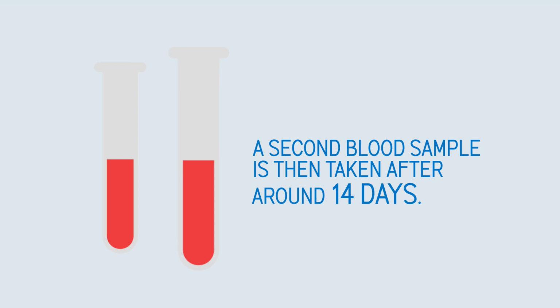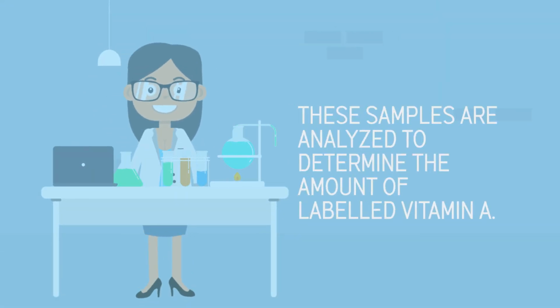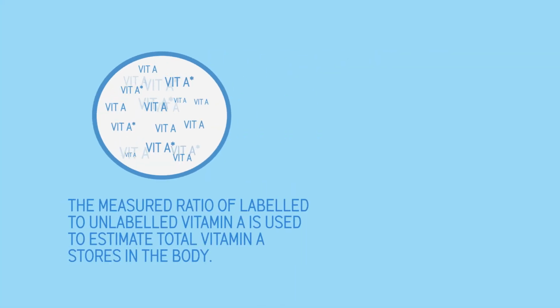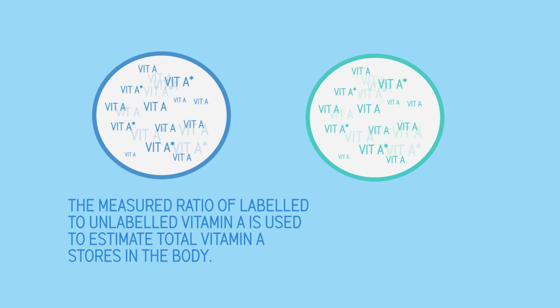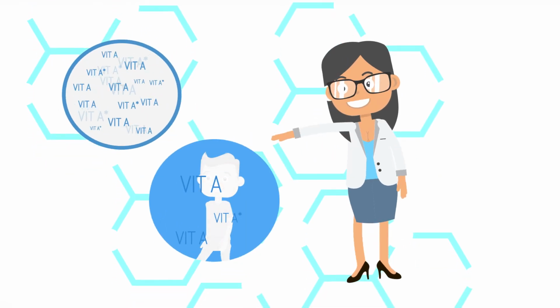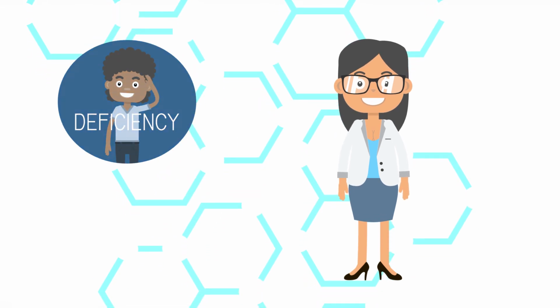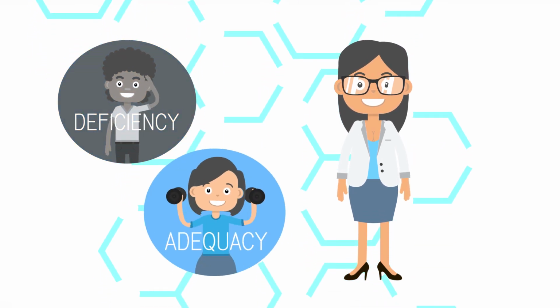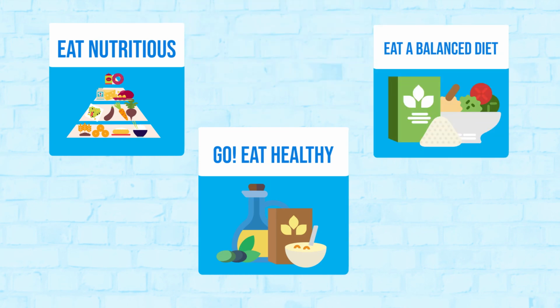A second blood sample is then taken after around 14 days. These samples are analyzed to determine the amount of labeled vitamin A. The measured ratio of labeled to unlabeled vitamin A is used to estimate total vitamin A stores in the body. This technique allows scientists to assess the total vitamin A stores and to determine whether vitamin A status is adequate and acceptable.